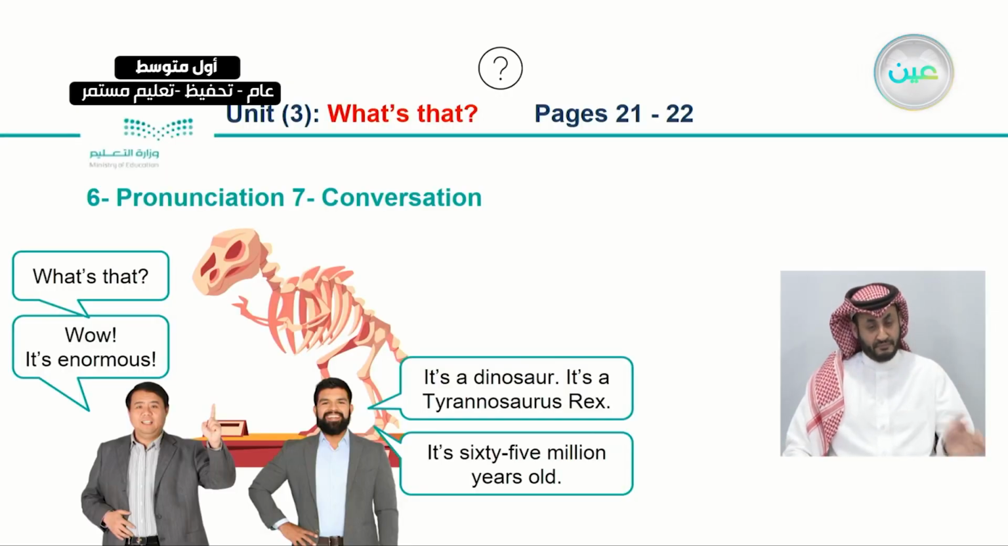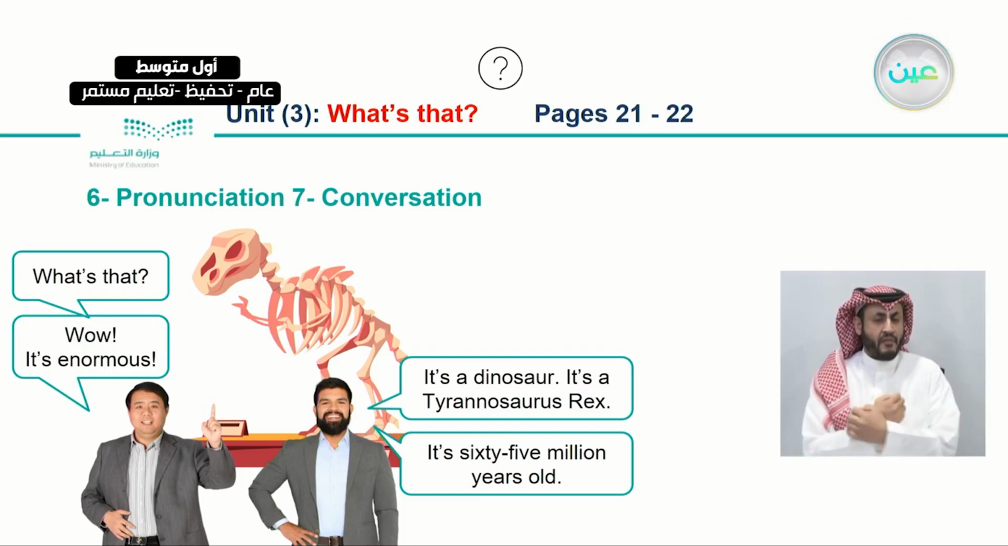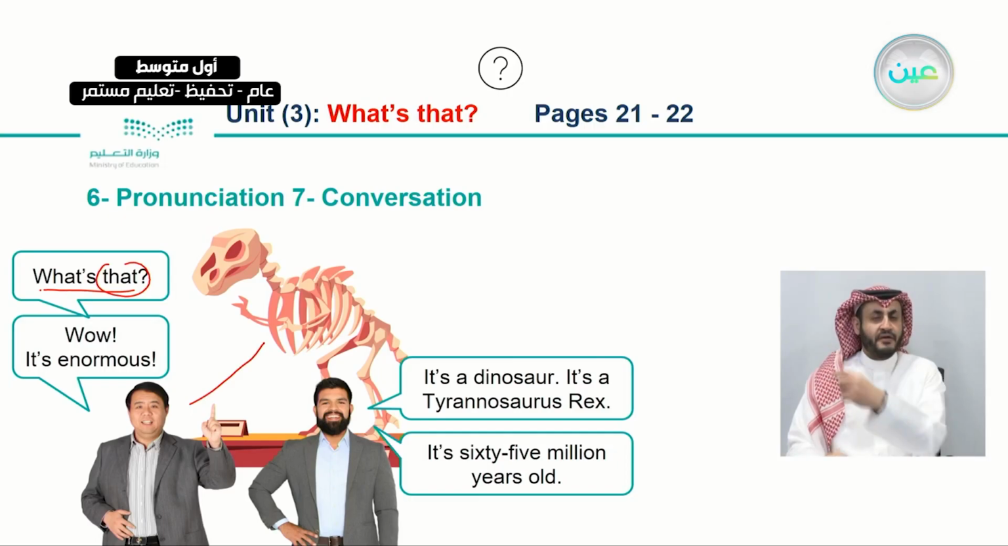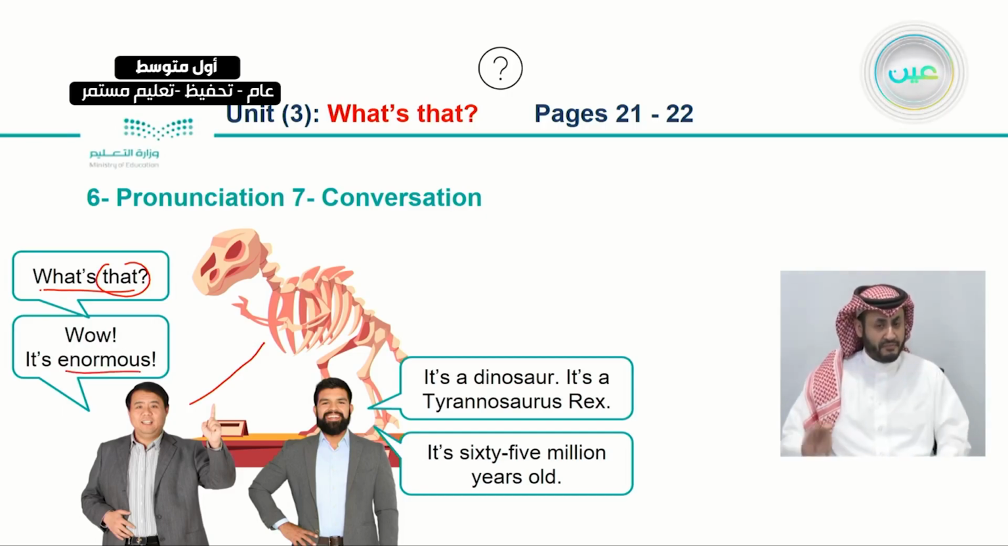Also, we had a conversation about dinosaurs that took place in a science museum, and we learned how to ask about such items, like, what's that? Do you think the item is close to the person or far away? That. It is far. It's a singular item and it's far from the speaker. What's that? It's a dinosaur. It's a Tyrannosaurus rex. Wow, it's enormous. Enormous means very big or huge. It's 65 million years old.